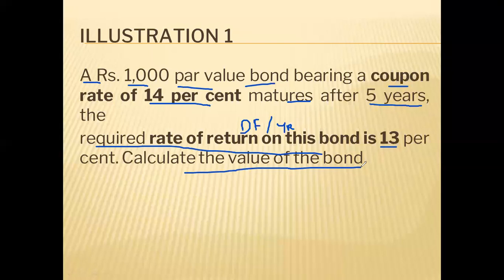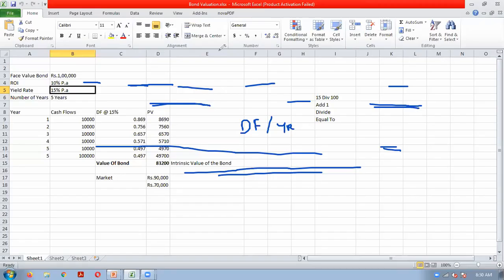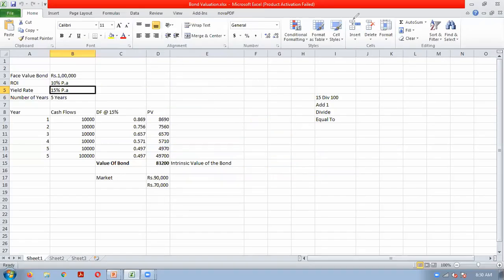Very simple, the logic will remain the same like the previous illustration which we have discussed. All the details are given to you. Face value is given, coupon rate is given, number of years is given, yield rate is also given. You have to calculate the value of the bond. Let us begin the calculation of this illustration. How we will calculate? Let us see.